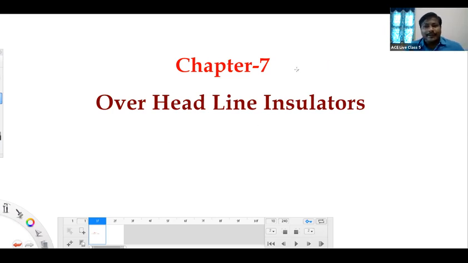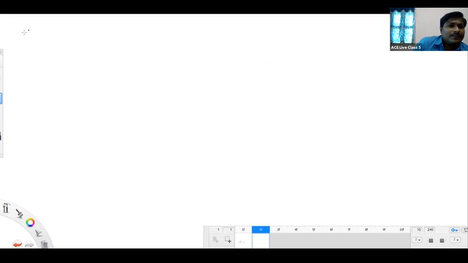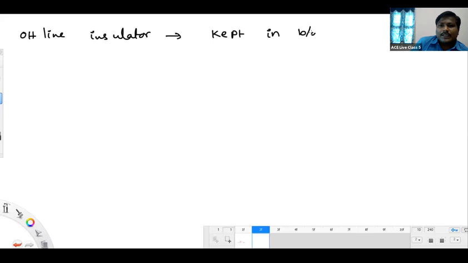So the next chapter we have is overhead line insulators. Already you know where we'll be keeping these overhead line insulators: between the tower and the power conductor. What are the properties required for these overhead line insulators, and what are the materials we are going to use? These two things we are going to cover.